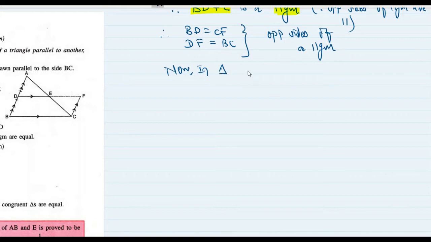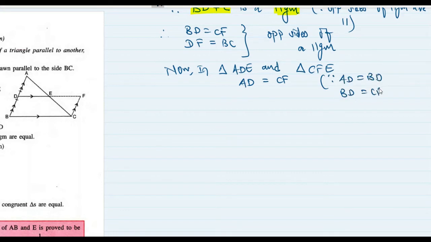नाउ इन ट्राइंगल ADE and triangle CFE, ADE and CFE. See, first thing I'm going to write is AD is equal to CF. और रीजन क्या दूंगा मैं पता है? Since AD is equal to BD and BD is equal to CF.